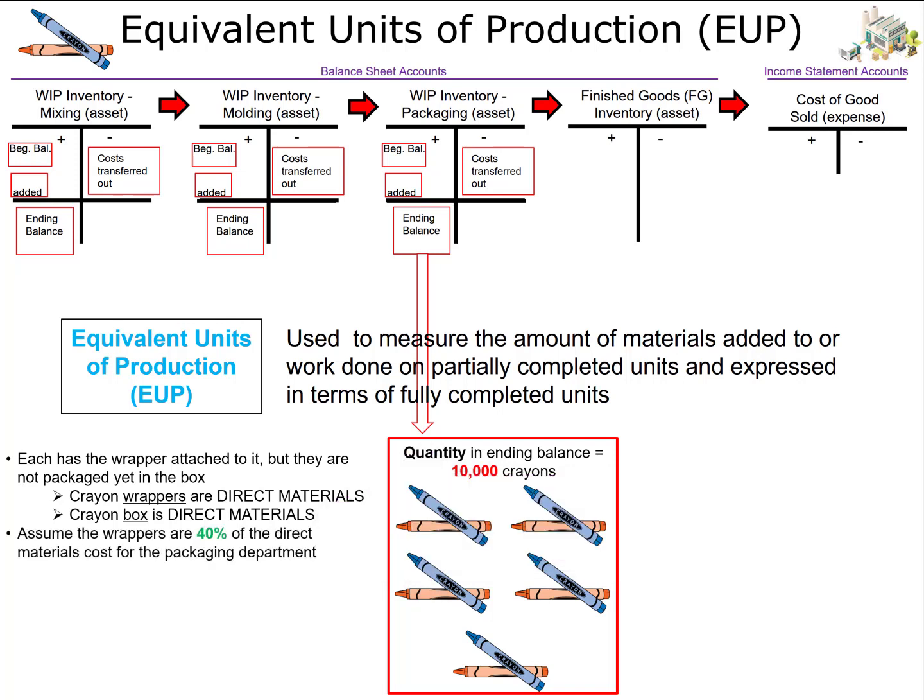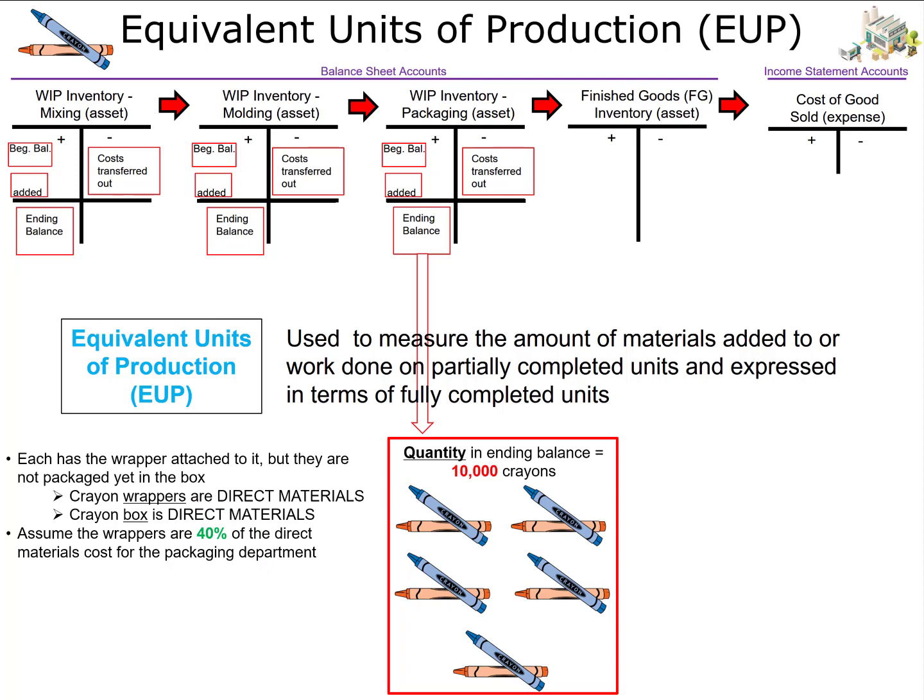So again, the wrappers have been attached, so the cost of the wrappers has to be included in the cost of the crayons so far. But they have not been put in the box yet, so we cannot count the cost of the box in this accounting period. So let's say the cost of the wrappers are 40% of the direct materials cost for the packaging department.